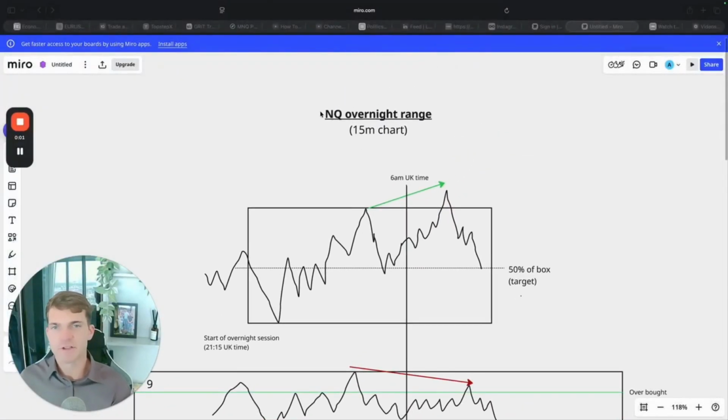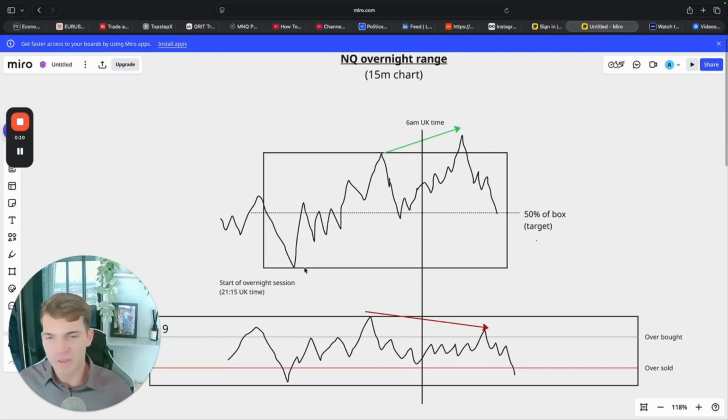So this is going to be traded on NQ, on the NASDAQ, and what you're looking for is the 15-minute overnight range. So you mark this out with the low and with the high of when the session ends, the New York session finishes, and then between 6 a.m. UK time. So from 9:15 UK time in the evening until 6 a.m. UK time, of course, in the morning.